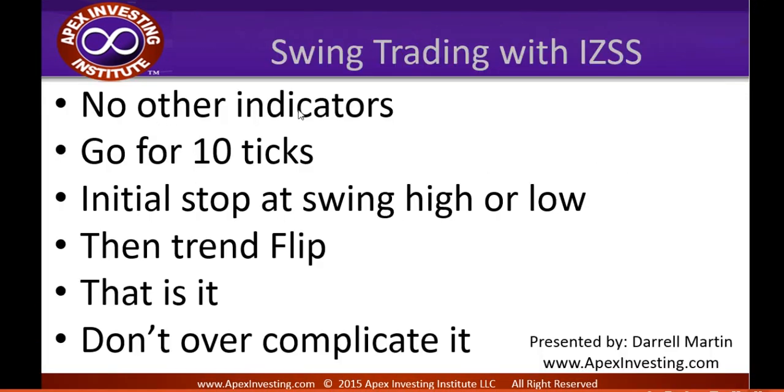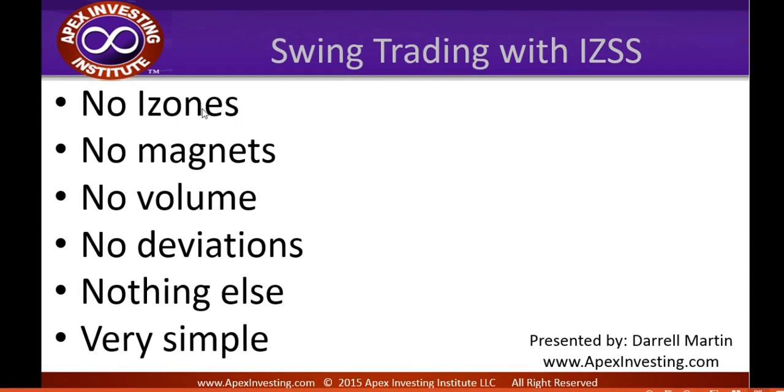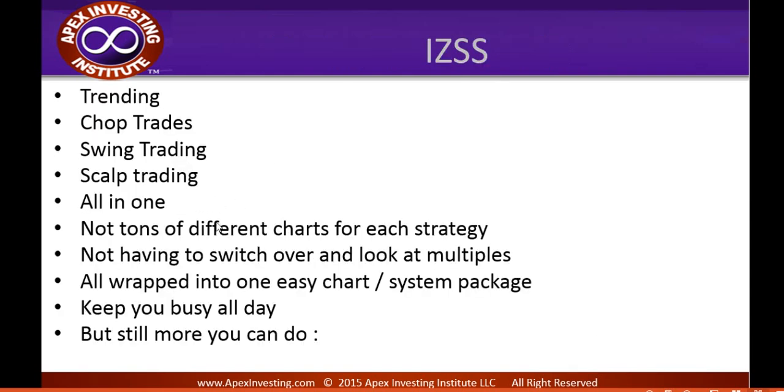So keep in mind, no other indicators. You're going for 10 ticks. The initial stop is at the swing high or low. You're going to trail it with the trend flip, and that's it. Don't overcomplicate it. Okay, we're not using I zones or magnets and volume and deviation, nothing else. It's just very, very simple.